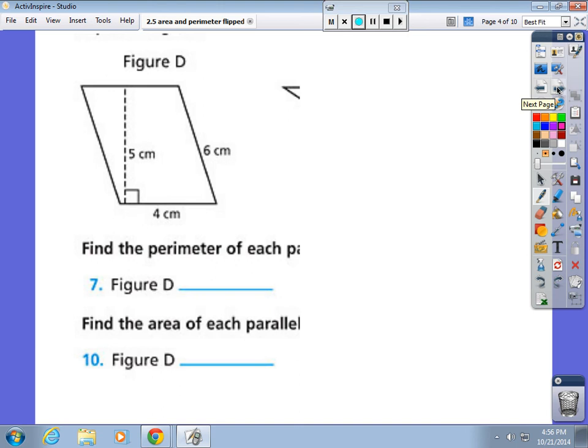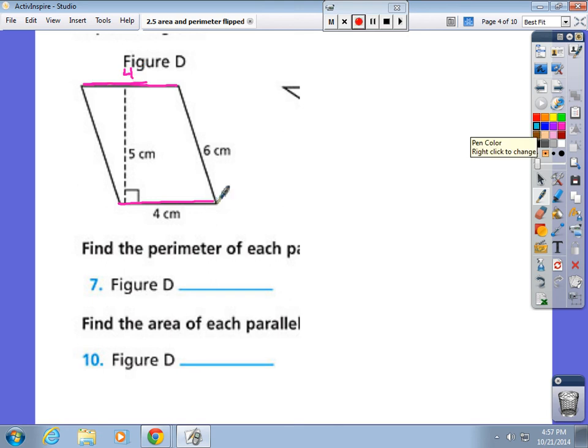Already working our way down the page now. We're on figure D. And we have to find, again, the perimeter and then the area. Perimeter of this one, well, a little more difficult this time. We have some missing pieces, but I know opposites. So if this line here is 4 centimeters, I know that it is opposite with this one, and this one here is also 4. Now, the reason that has to be 4 is because it's a parallelogram.